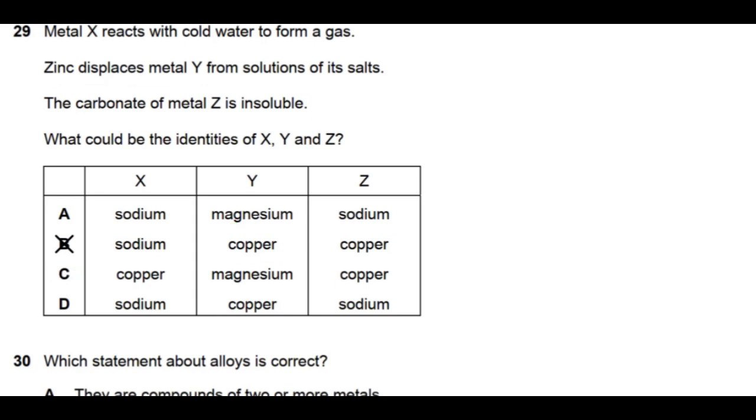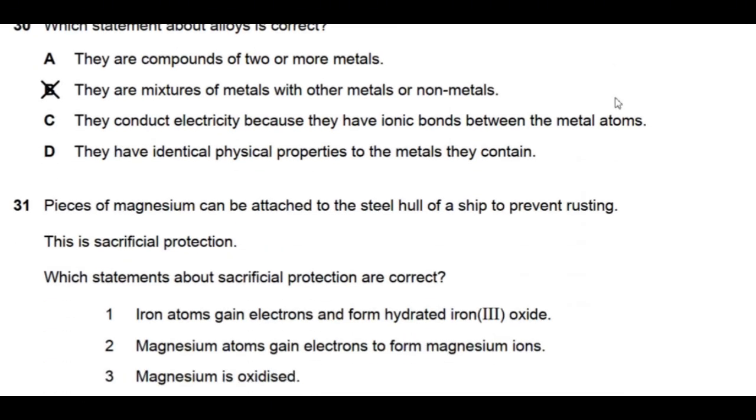Next, which statement about alloys is correct? B. They are a mixture of metals with other metals or non-metals. This is the definition of alloys. What are alloys? Alloys are a mixture of metals with other metals, or metals with non-metals.